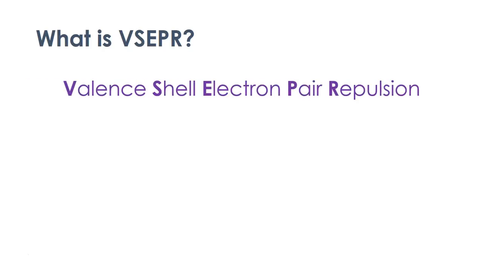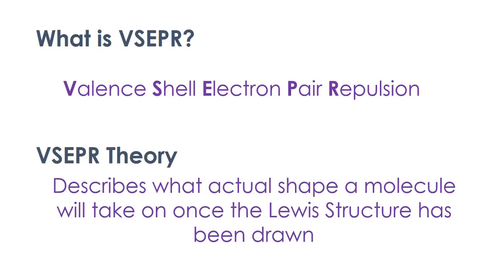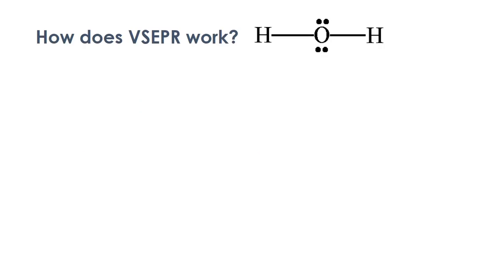What is VSEPR? VSEPR stands for valence shell electron pair repulsion. And the VSEPR theory talks about the actual shape of a molecule, what it would look like once the Lewis structure has been drawn.